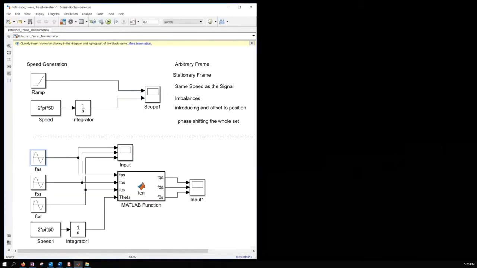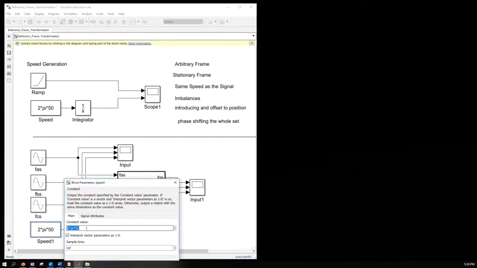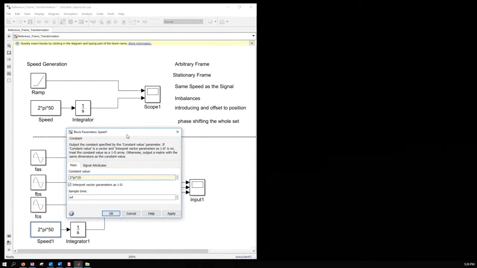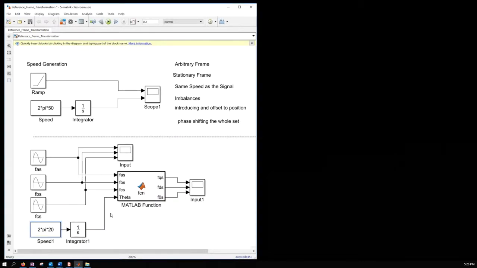First of all, I want to try the arbitrary reference frame. So let's go to a somewhat different frame for the initial run, because we are treating it as an arbitrary frame. Let's say we are running at 20 hertz in the arbitrary reference frame. So you have your arbitrary reference frame rotating at a lower frequency than the signal frequency. That's how I have it set up.